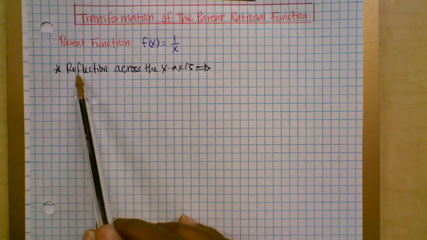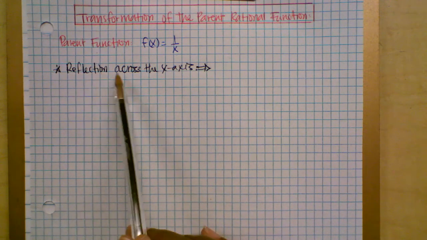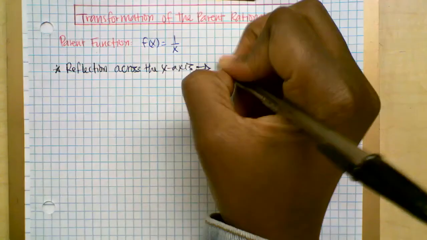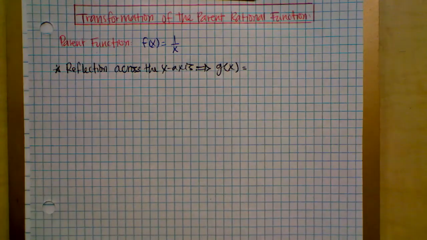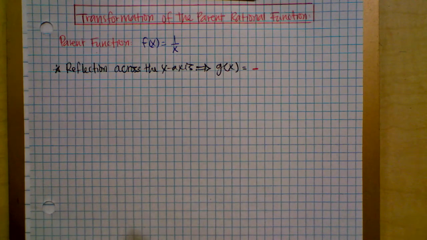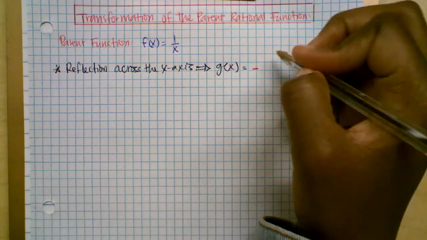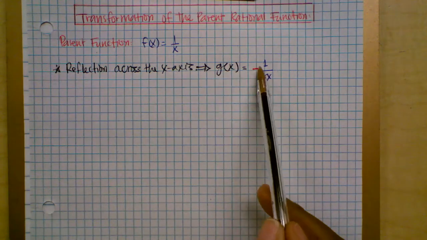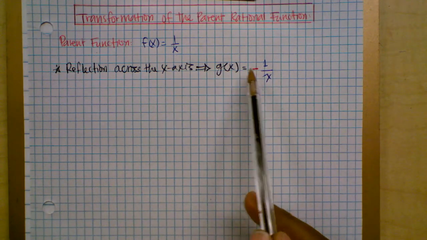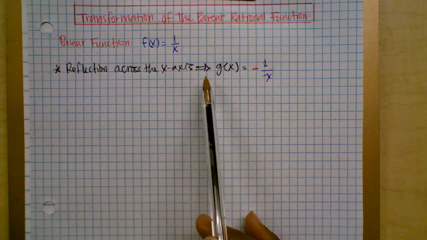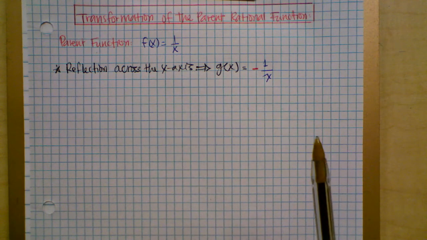The next one I'm going to teach you is called the reflection across the x-axis. In this scenario, you end up with a reflection across the x-axis when you see a negative 1 in front of the rational function. So you have a negative 1 over x. Again, when you have a negative in front, you have a reflection across the x-axis. Okay, why? Why do we have it?